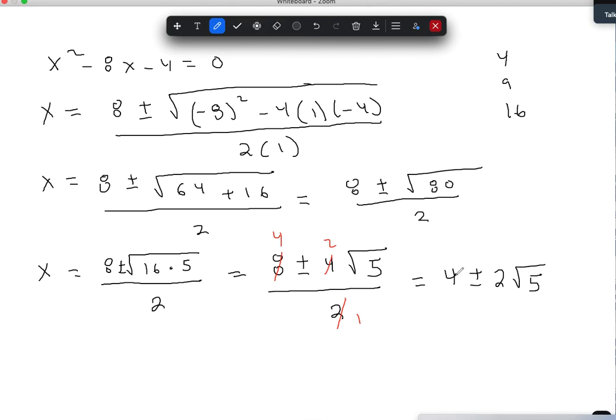And then from there, you're just putting this all into the calculator. And so if I did 4 plus 2 times the square root of 5, that one comes out to, let's see, x equals 8.47, rounded to the hundredths, so 2 decimal places. And then if I do 4 minus 2 times the square root of 5, that one comes out to negative 0.47 to 2 decimal places. Yeah, that one's hard.